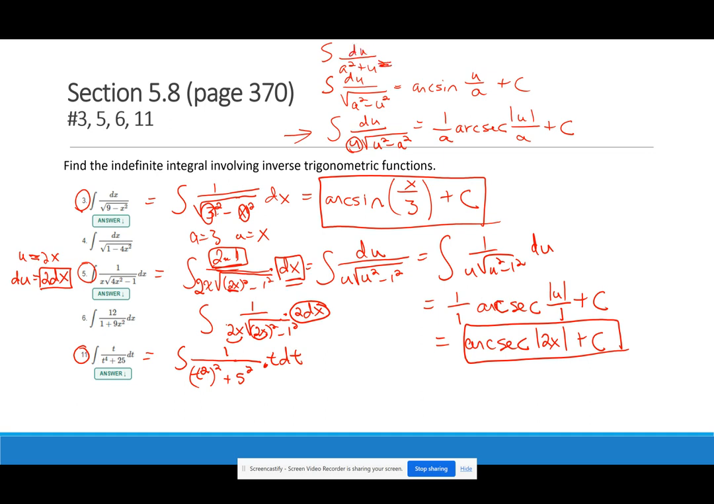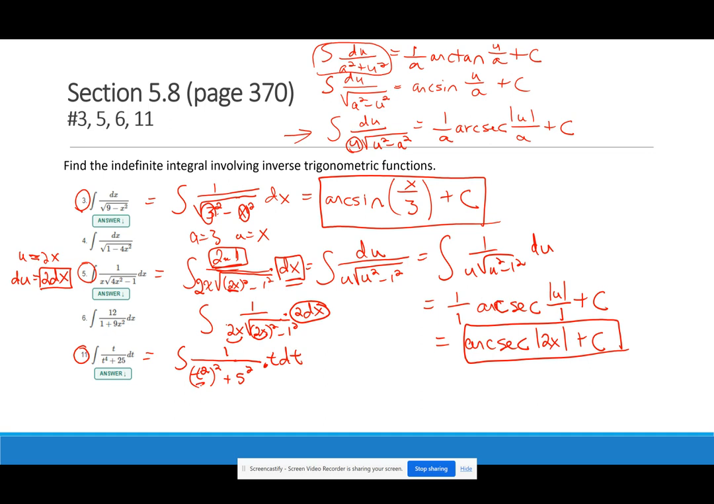And if you do, oops, that's not an equal sign, that's a squared. If you do, that's going to equal 1 over a arctan of u over a plus c. Okay. So if I can make the problem we're trying to do look like that, then I can use the formula to figure out the answer to my question. So that's what I'm going to work on.